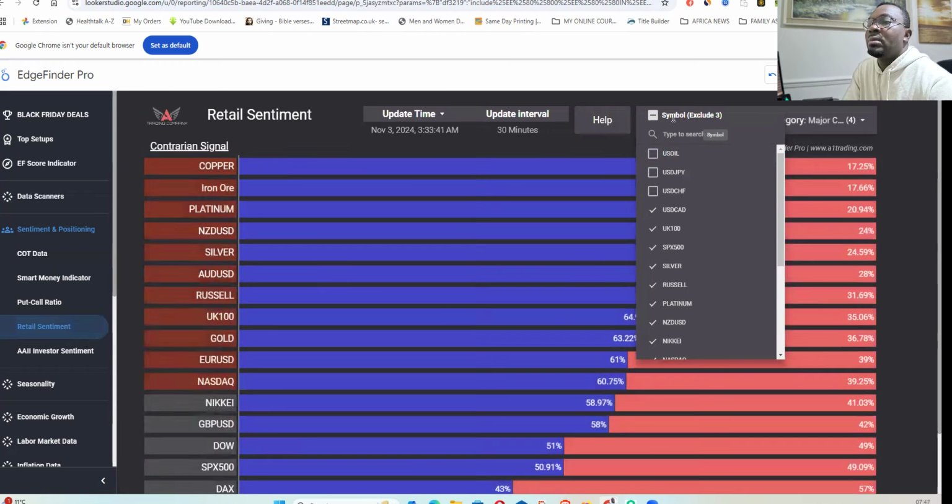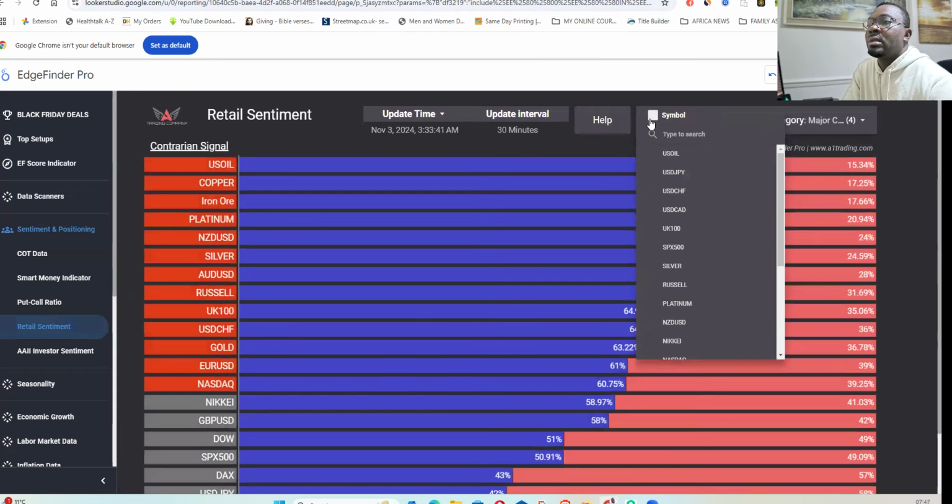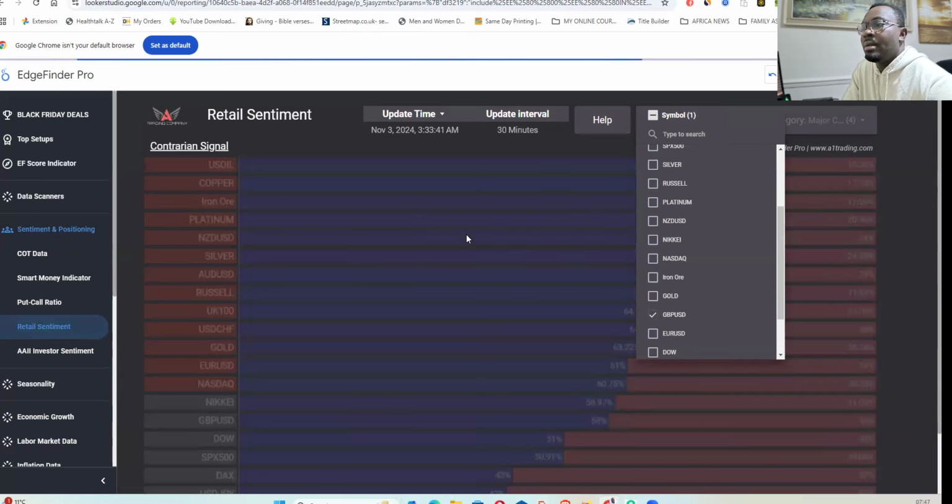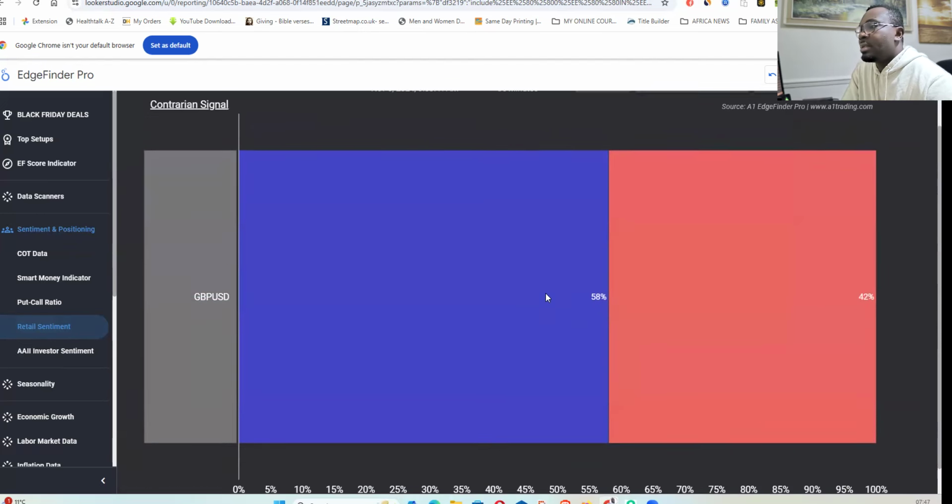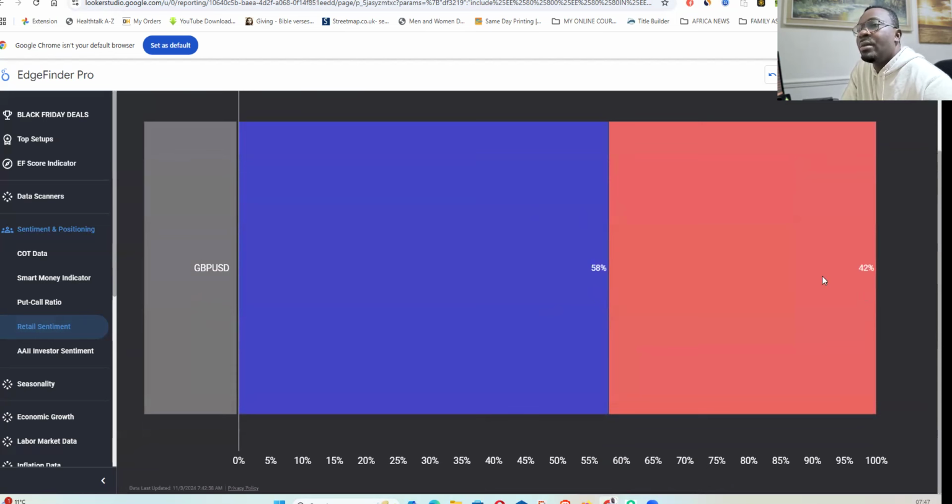Wait a minute. I wanted to select. Okay, good. Let me select only British pounds, okay? All right, look at it. This is British pounds. Look at the sentiment, 58 against 42.